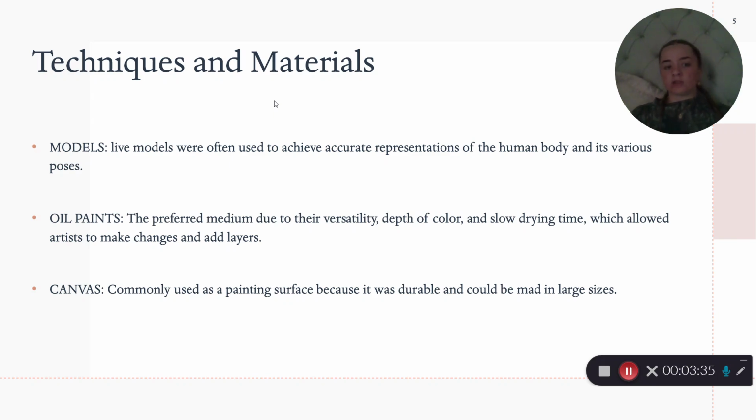This allowed artists to make changes and add layers and not have to be so precise and under a certain time limit, I guess. And then canvas was commonly used as a painting surface because it was durable and could be made in various sizes.